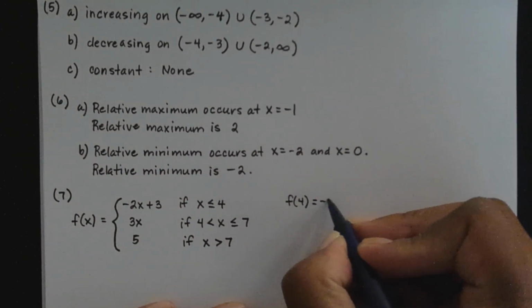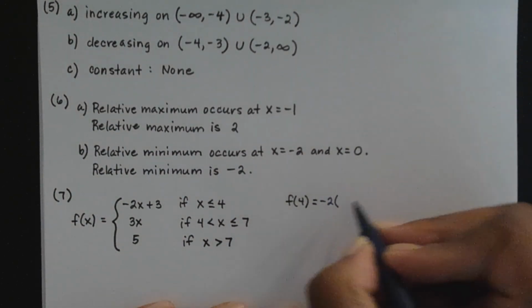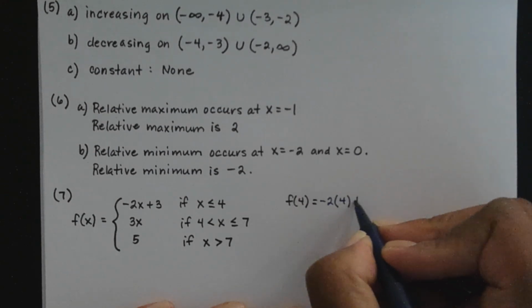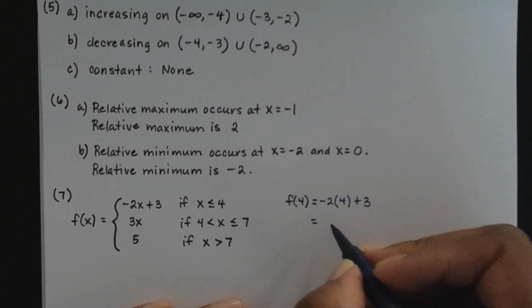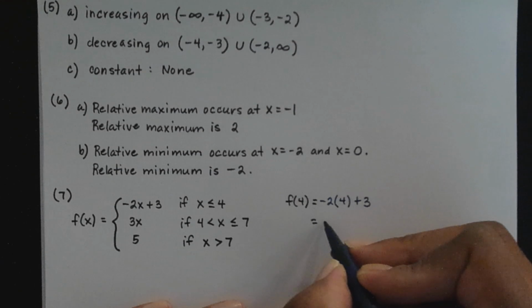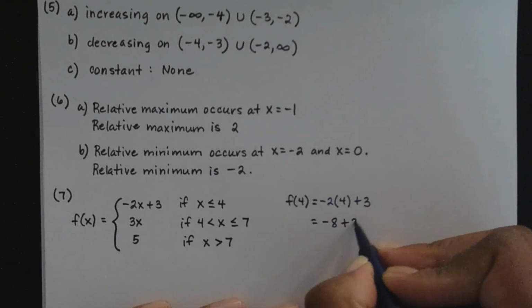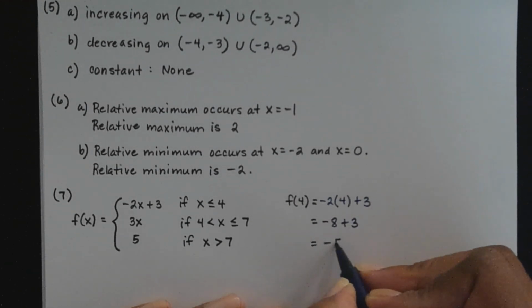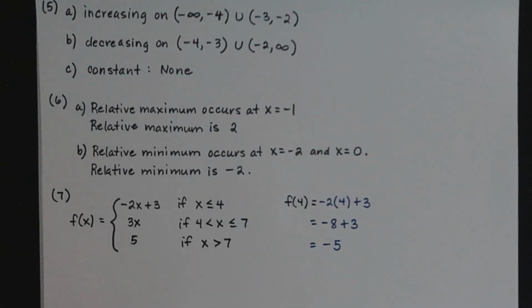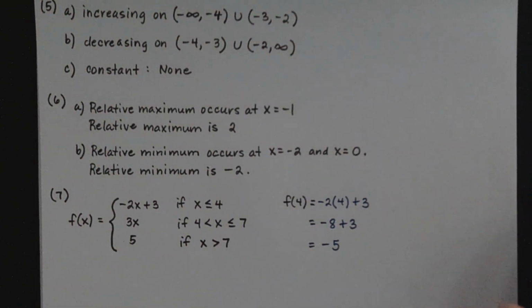So I'm going to substitute the x with 4. So it'll be -2 times 4 plus 3. Now what's negative 2 times 4? Negative 8. And negative 8 plus 3 is negative 5. So the value of that piecewise function, to be specific, when x is equal to 4, would be negative 5. Okay. Are there any questions about just the f of 4?